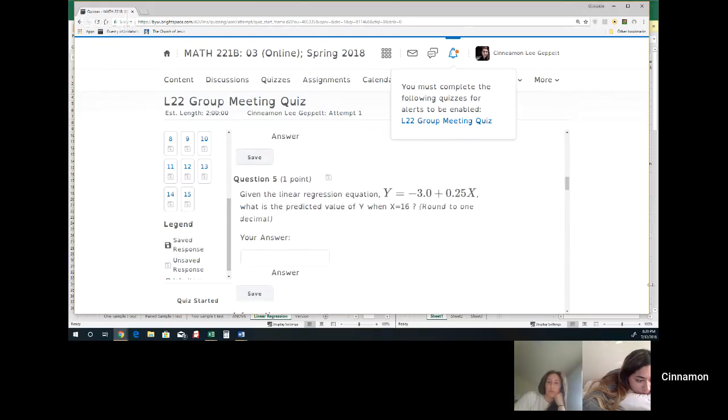So number 5. Okay, her thing's done. All right, so number 5, given the linear regression of y equals negative 3.0 plus 0.25x, what is the predicted value of y when x equals 16? So this is where we got to do the math, right? Yeah.